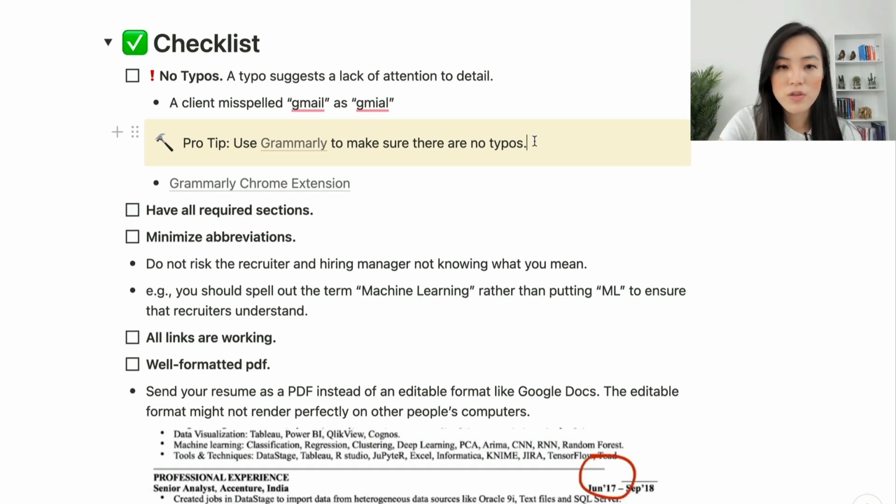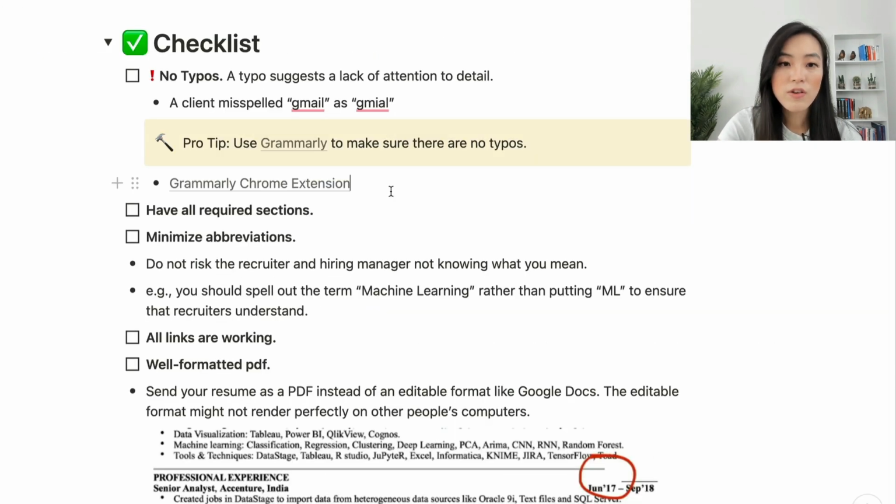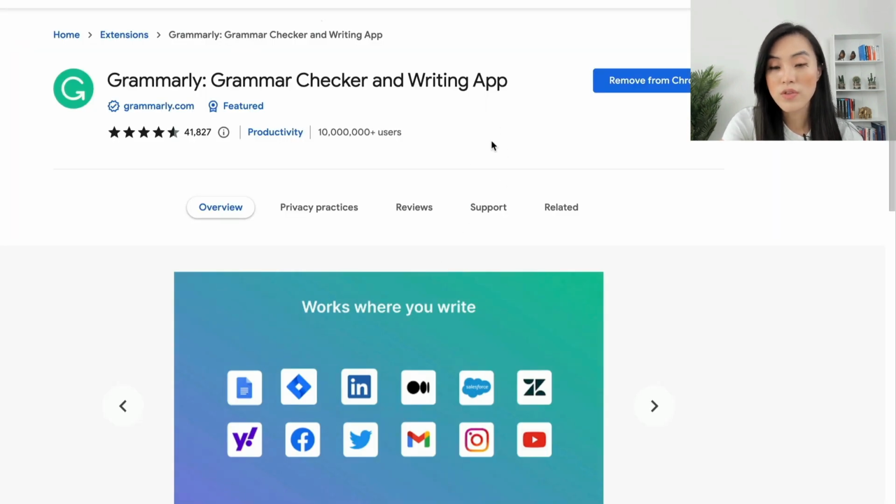So a pro tip for you is to use Grammarly to make sure there are no typos in your resume. You can go to the website and upload your resume. This tool will detect the typos and grammatical mistakes in your resume and help you correct those mistakes. Another thing you can do is install the Chrome extension. Once you install this extension, when you work on your resume in a Google Doc, it can detect the typos and the grammatical mistakes automatically.